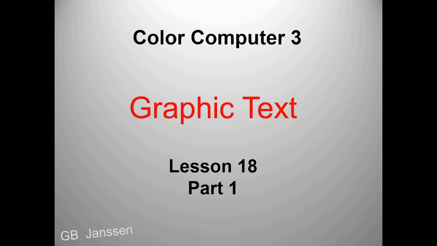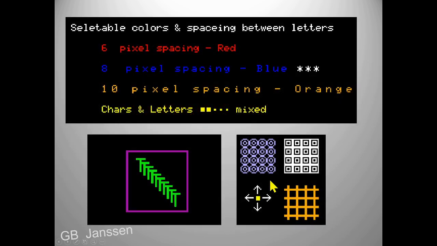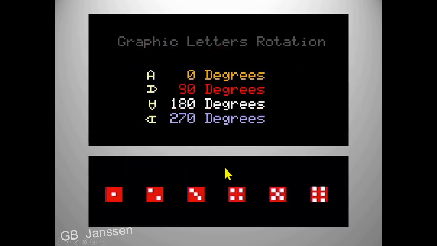Get my other screen up here. Okay, here's something we can do. This is all done with graphic characters. Everything on this screen is done with some form of graphic text. Okay, we're doing characters, and we'll get into each one of these and what you can do with them. Here's some more stuff.